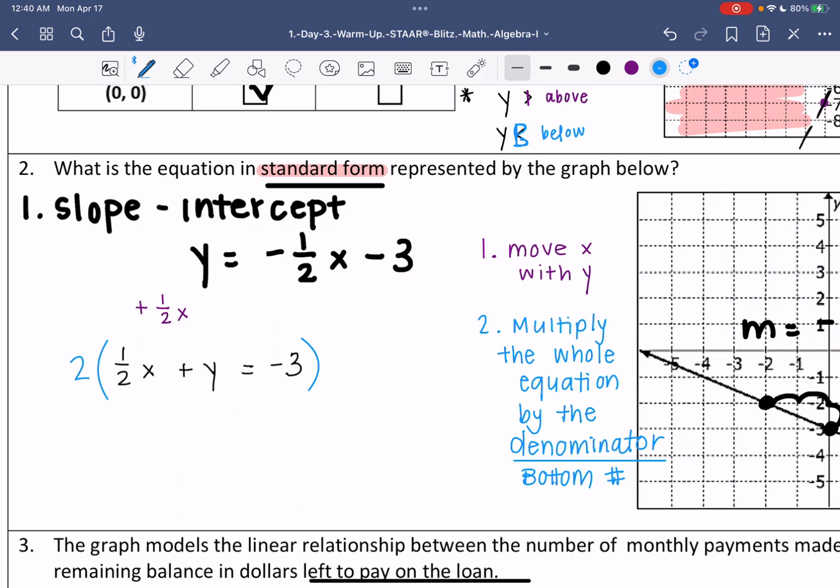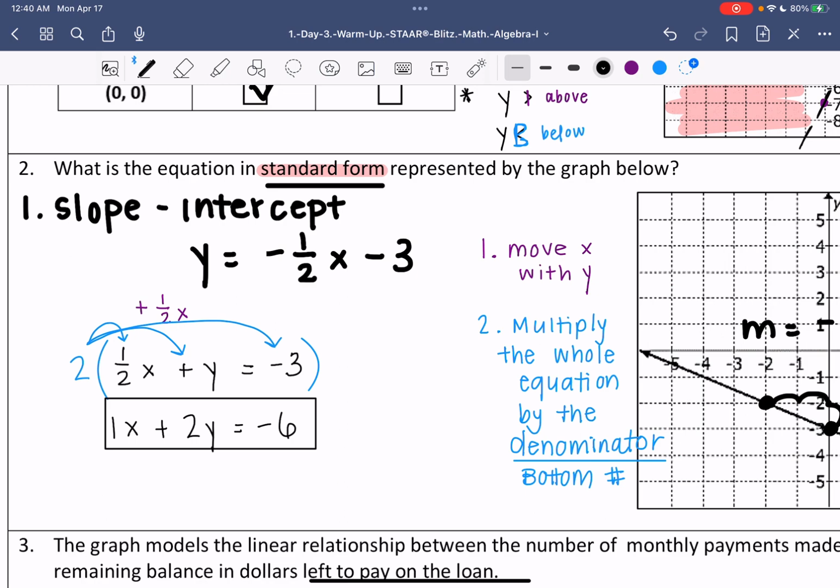So remember, this means distribute. So when I distribute 2 and multiply it by 1/2, I get 1. So that means 1x. And then I distribute this 2 to the y. So then 2 times y is 2y. And then I distribute this 2 to the -3. So 2 times -3 is -6. And here is your answer. So it's pretty much like you're doing the opposite of what you would do to solve for y. Okay, so I'm going to lead you all through that on number 6 again, just to kind of practice it. But pretty much it is the opposite of what you do.